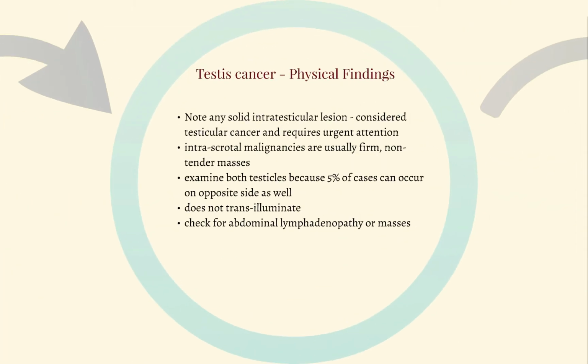Important physical findings include any solid intratesticular lesion, which is considered testicular cancer and requires urgent attention. Intrascrotal malignancies are usually firm, non-tender masses. Both testicles must be examined because 5% of cases can occur on the opposite side as well. This lesion does not transilluminate. Additionally, check for abdominal lymphadenopathy or masses.